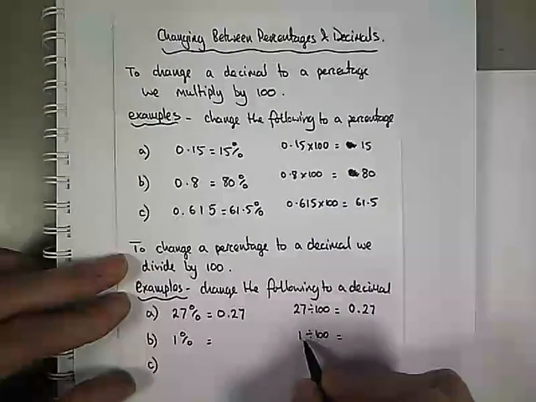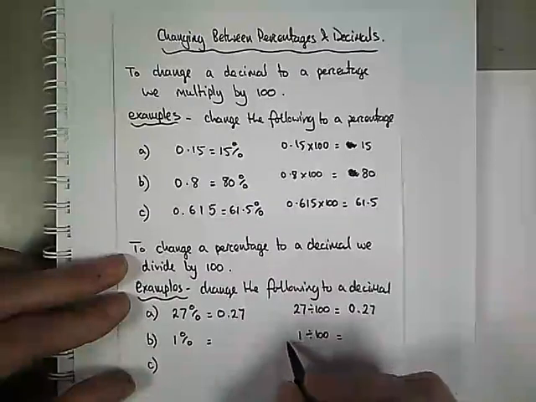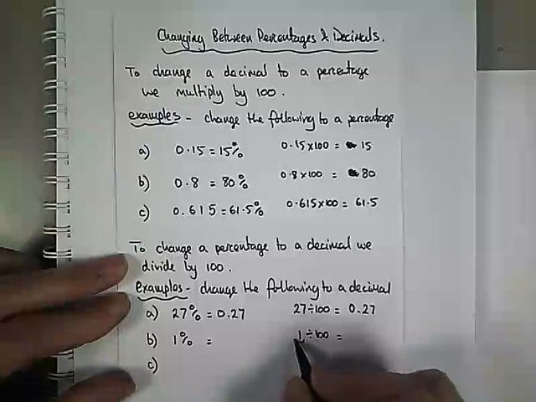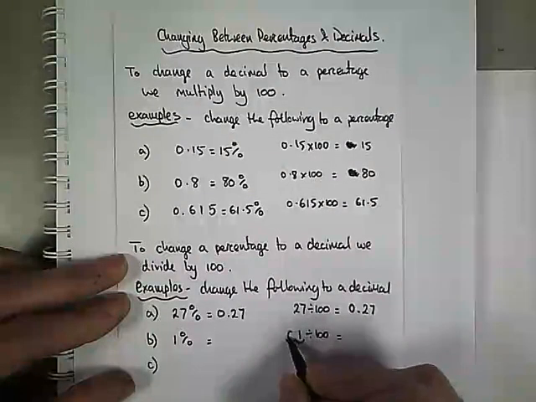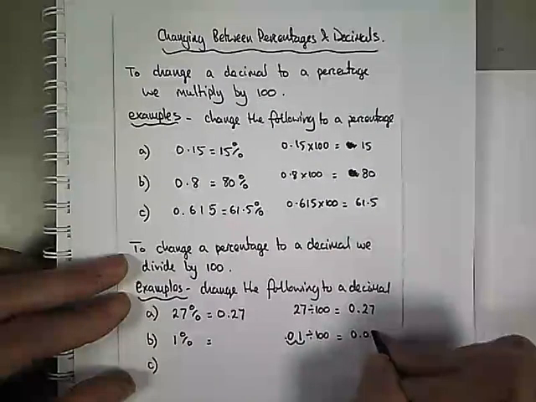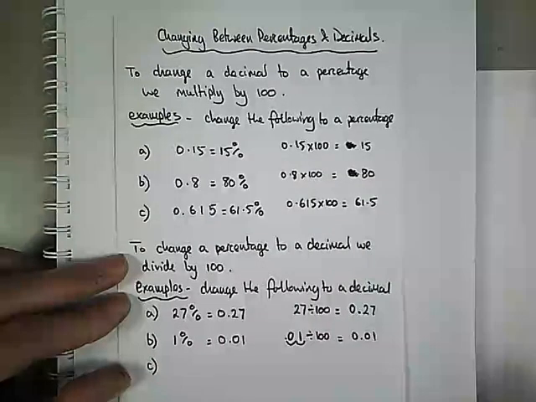So if I move it once, I get to 0.1. And then if I move it again, so I'll move it once to there, and then I'll move it again. That means I need to put a 0, and then I have the point in front of the 0. So it's 0.01. So 0.01 is equivalent to 1%.